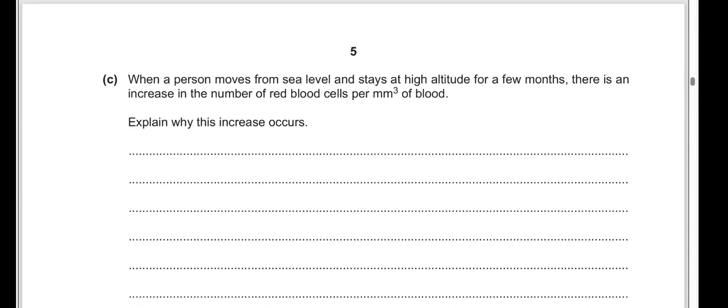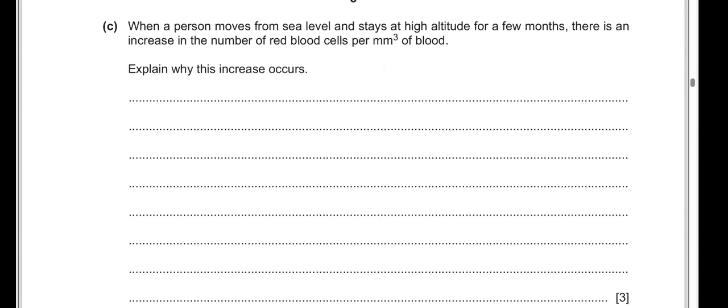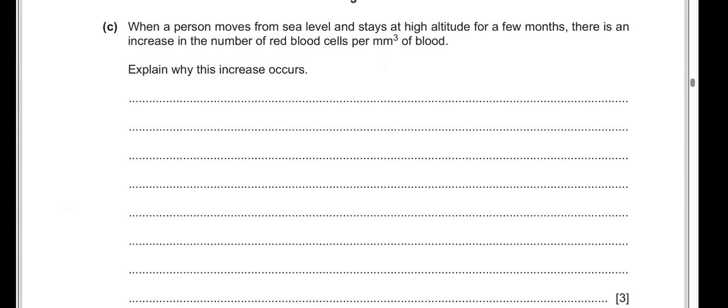Moving to question number 2, C part. When a person moves from sea level and stays at high altitude for a few months, there is an increase in the number of red blood cells per cubic millimeter of the blood. Explain why this increase occurs. So, as the person moves to higher altitudes, the concentration of oxygen decreases. Oxygen being at a lower partial pressure means the saturation of the hemoglobin is not 100%. The saturation of the hemoglobin with oxygen will decrease. So the body carries less oxygen, which can cause problems in the person.